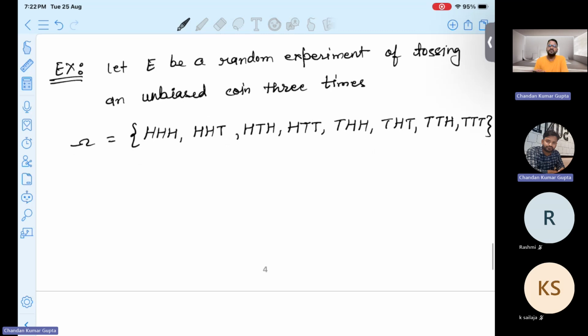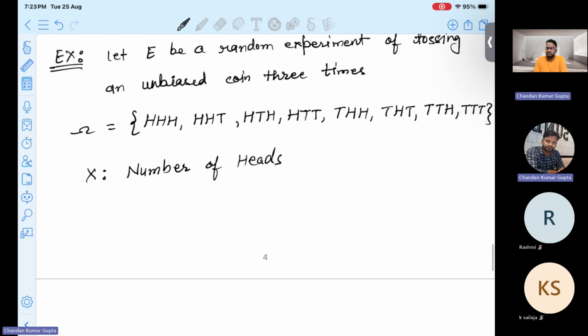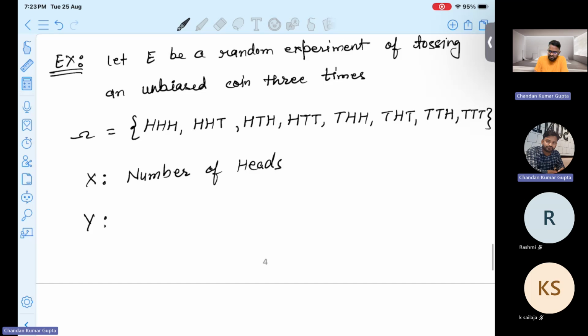Now we define some random variables. X is a random variable which is defined as the number of heads. Y is another variable, the difference in the number of heads and number of tails, obviously.